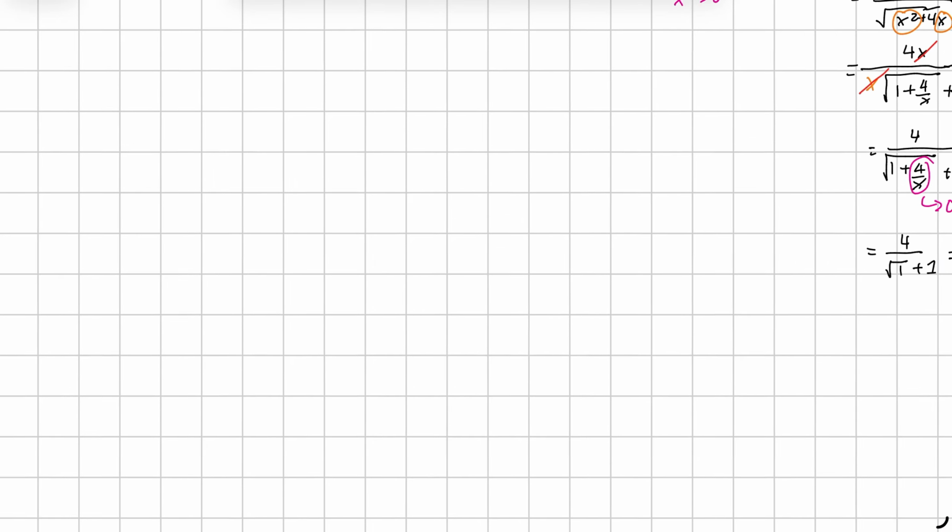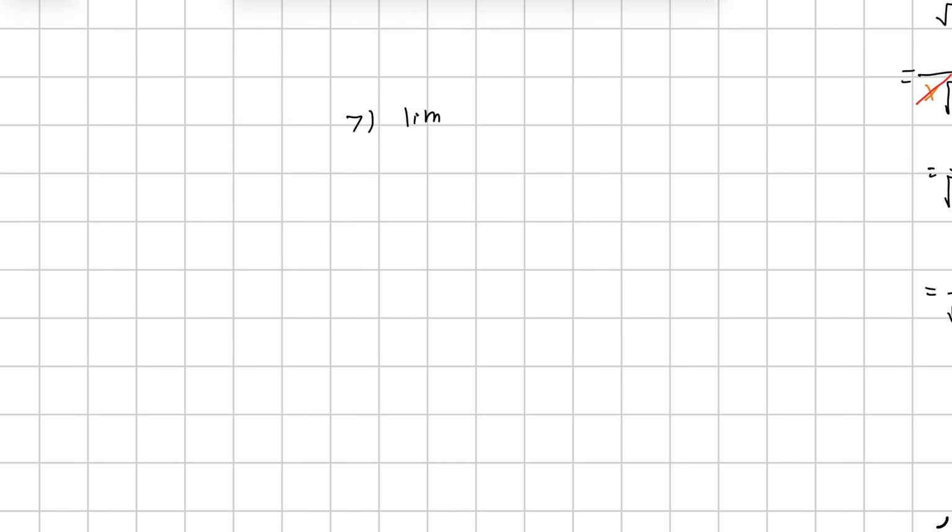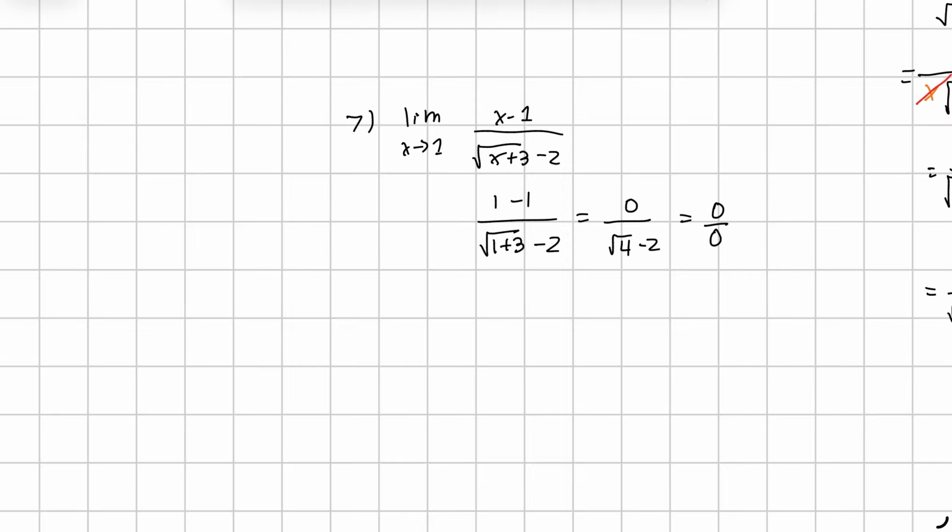Now, for our next question, let's do the limit as x approaches 1. So you have x minus 1 divided by the square root of x plus 3 minus 2. Now, you're just going to substitute in, and if you substitute in, you get 1 minus 1 over square root of 1 plus 3 minus 2, which is 0 over square root of 4 minus 2, which is 0 over 0.